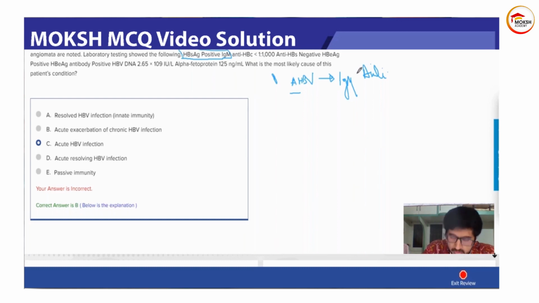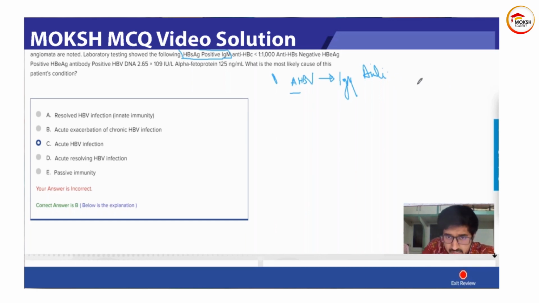And it will be HBeAg positive. HBe basically talks about the envelope antigen of the hepatitis B virus. What does HBeAg positive mean? HBeAg means that the virus is replicating at a very fast rate and it is still active, and the person can still spread the infection. You have to remember what HBeAg in a question talks about: positive HBeAg means that the virus is still replicating very fast and the person can still spread the virus.